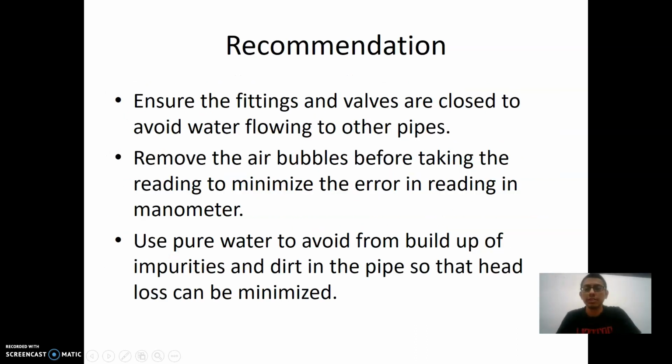Recommendations: we need to ensure the fittings are closed properly so water flows throughout the pipe. We need to remove air bubbles before taking the reading to minimize error in the manometer reading. We use pure water to avoid build-up of impurities, and third, the loss in parts of the head valve can be minimized.